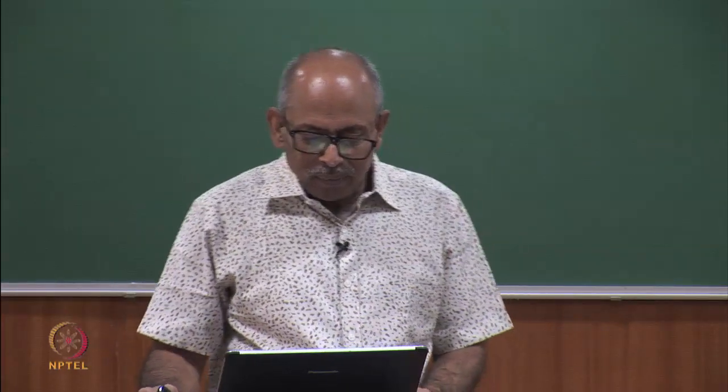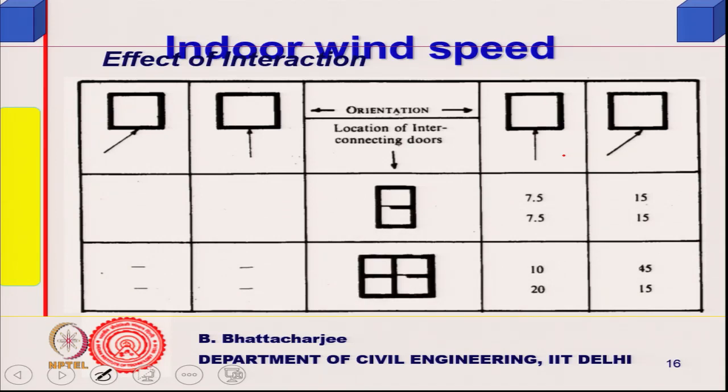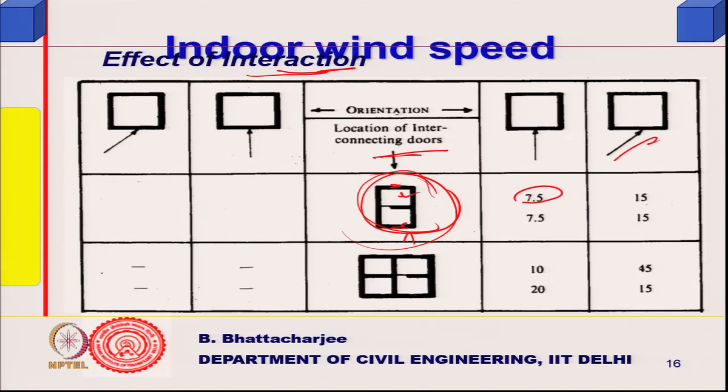Okay. Then the effect of another set of table. If you have 2 rooms, connected, the effect of 2 rooms' connections, actually location of interconnection. So, effect of interconnection, interaction here, this should be interconnection. So, 2 rooms like this, wind is from this direction, and there may be a window here, a window there, and wind is from a 45-degree angle.